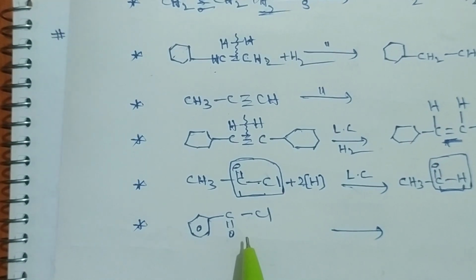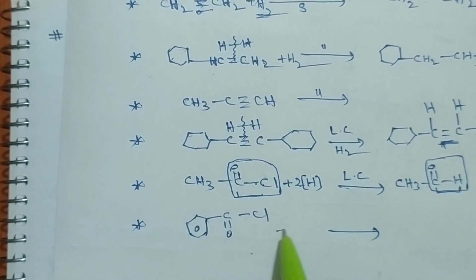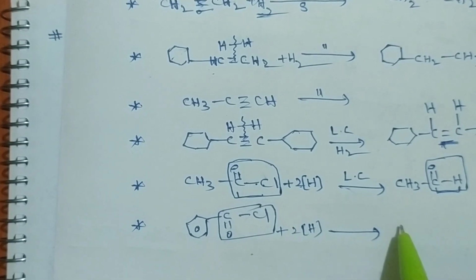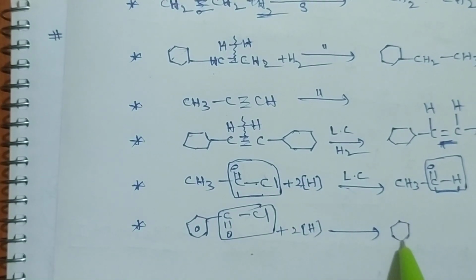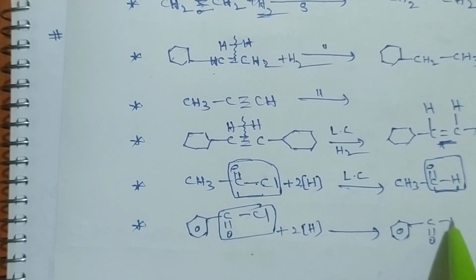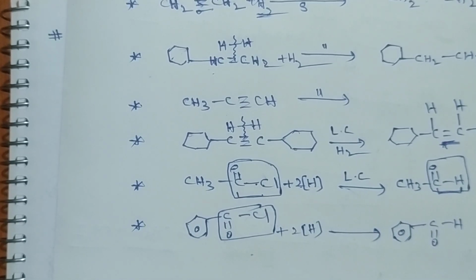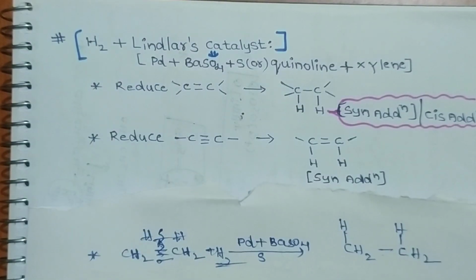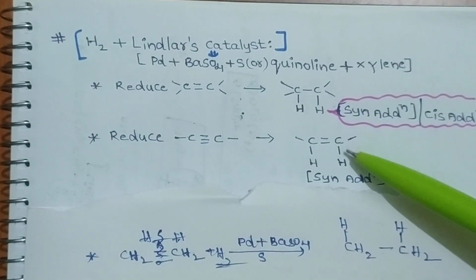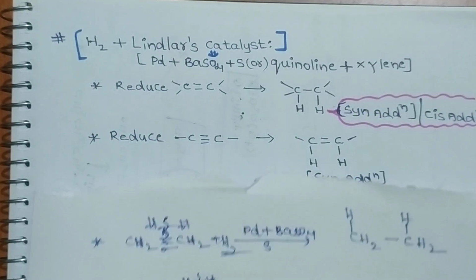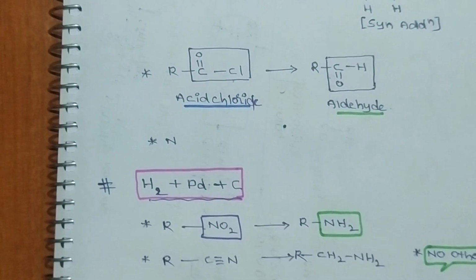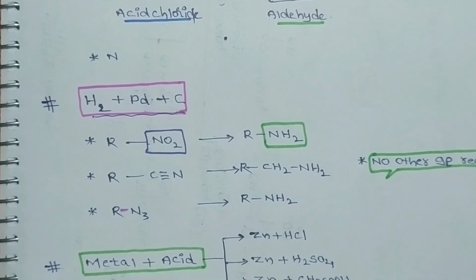Next, benzoyl chloride is given. Whenever it is reacting with Lindlar's catalyst, what will happen? This compound is converting into what? The acid chloride is converting into an aldehyde. Now we are going to get benzaldehyde. This is the advantage of Lindlar's catalyst. It gives a syn addition of hydrogens on the same side, so it is called syn addition. It is controlled hydrogenation. Next, another reducing agent is H2 palladium carbon.